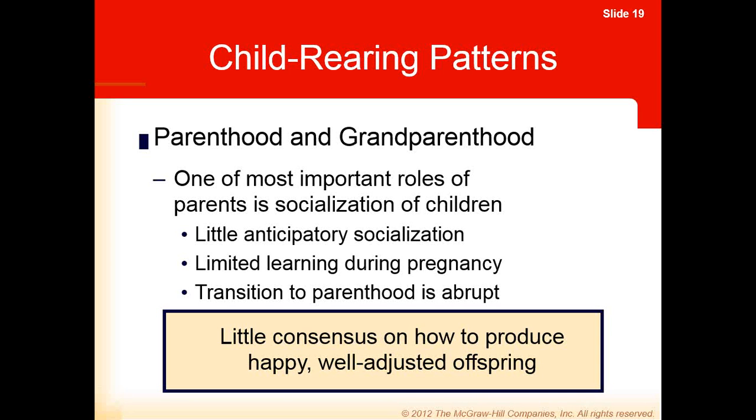And in our society, there is little consensus on how to produce happy, well-adjusted offspring. Really, when we think about this, children do well and do poorly in all different types of family arrangements and social class settings. There are children that come from two-parent households who are not happy or well-adjusted. There are children that come from one-parent households who are happy and well-adjusted.